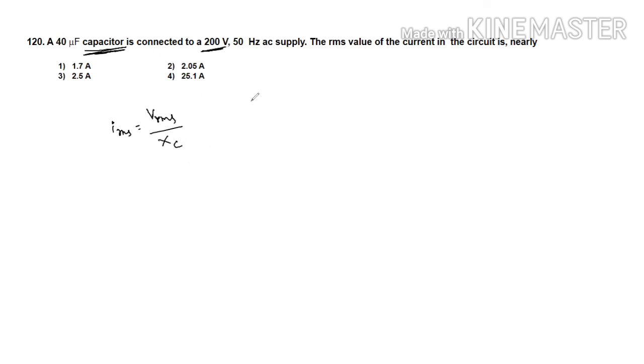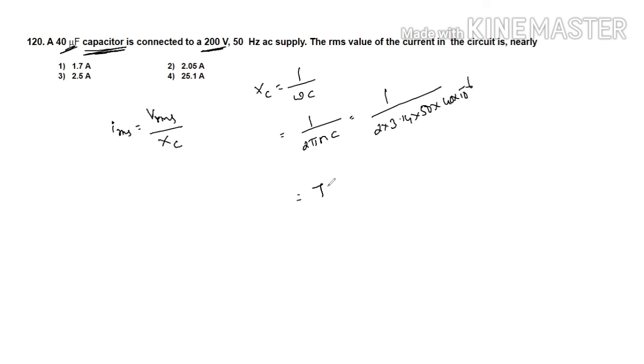So XC value we don't know. XC is nothing but 1 by omega C, 1 by 2 pi n into C. So 2 into 3.14 into frequency 50 into 40 into 10 raised to minus 6, capacity given. If you simplify, you will get it as 79.6 ohm. Then substitute, and if you simplify 200 by 79.6, we will get it as 2.5 ampere, right?